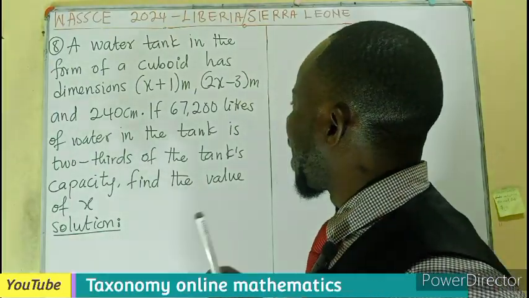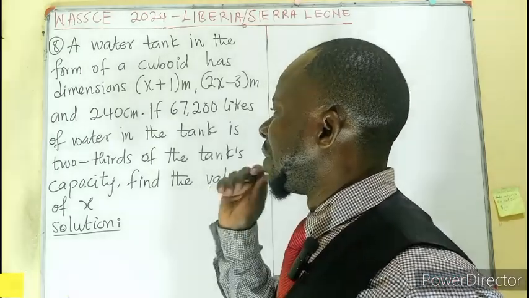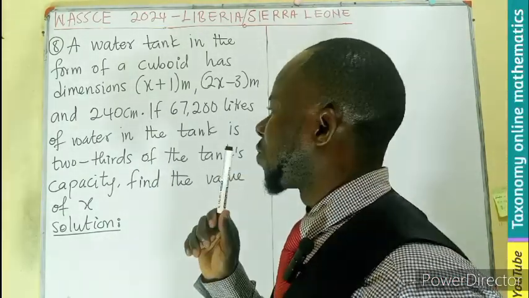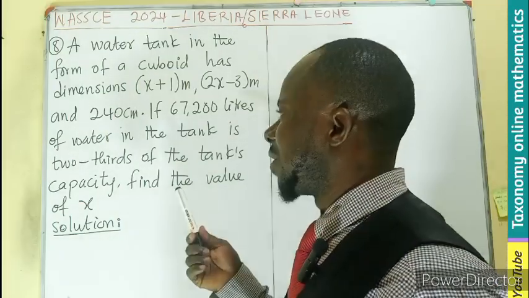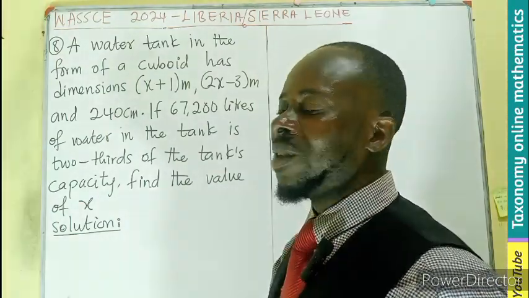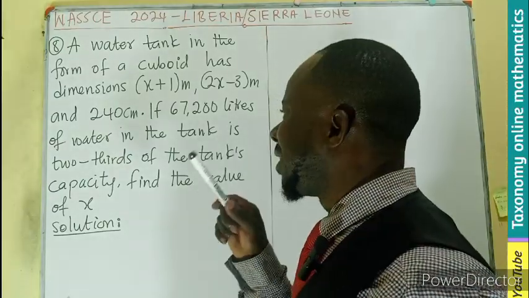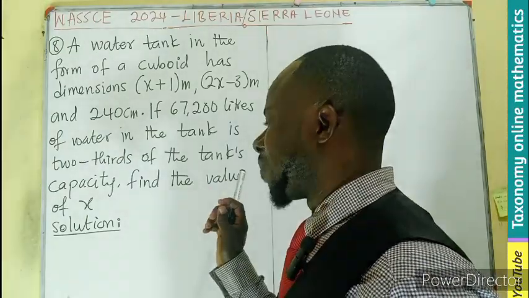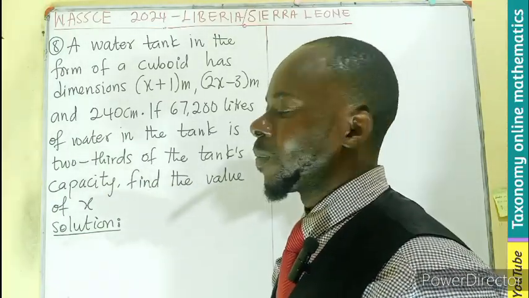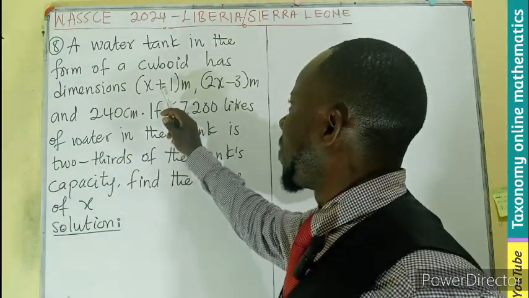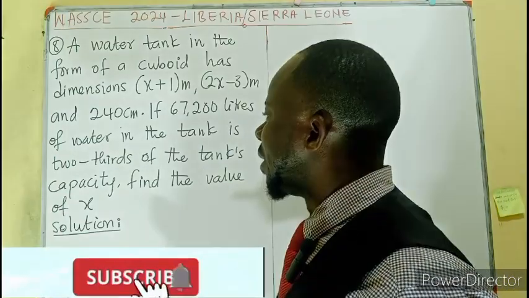A water tank in the form of a cuboid has the dimensions (x + 1) meters, (2x - 3) meters, and 240 centimeters. If 67,200 liters of water in the tank is just 2/3 of the tank's capacity, you have to find the value of x. So what concept is being built in here?